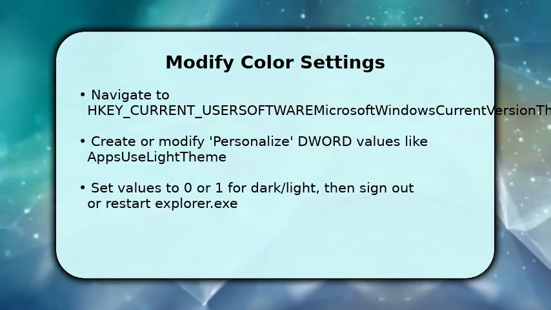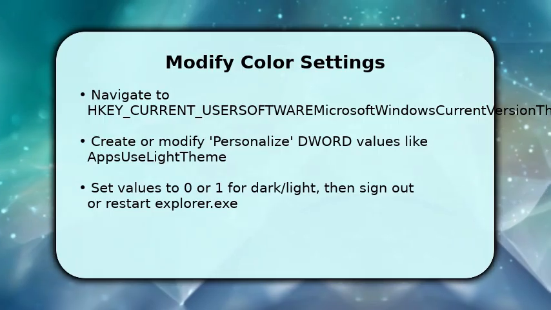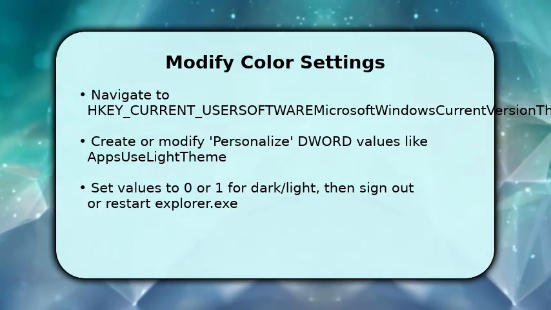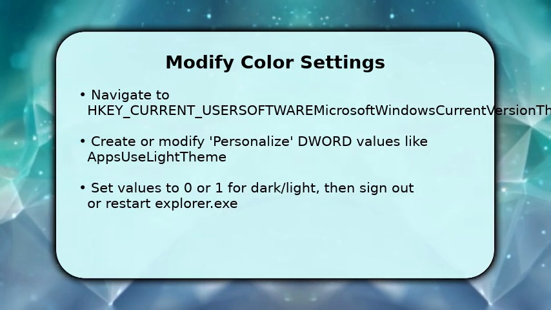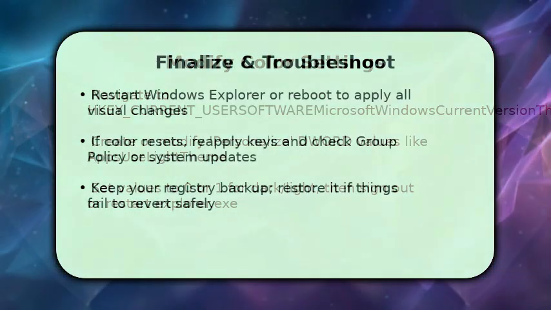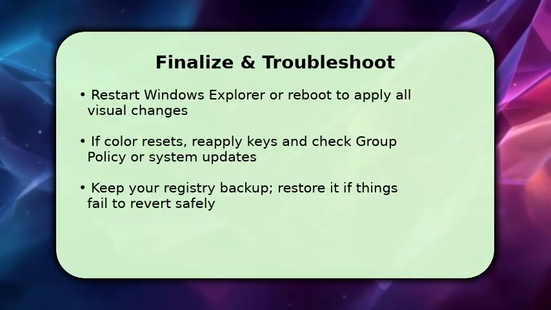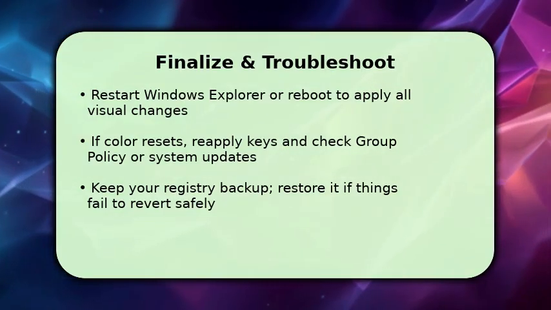Once set, restart Explorer or sign out. This applies colors immediately. If changes don't show, double-check hive and value types. To finalize, restart Explorer or perform a full reboot so Windows reads the new registry values. You'll see the color and theme changes without activation.